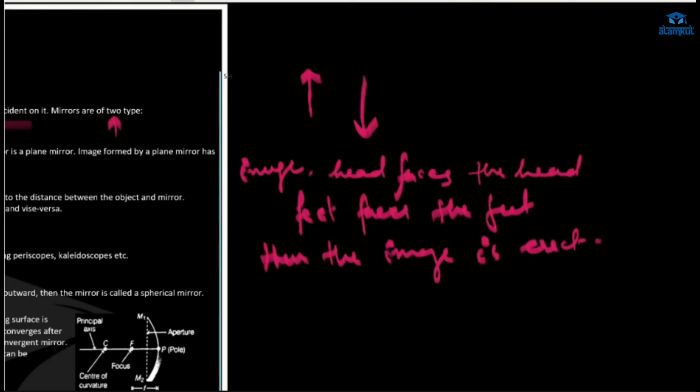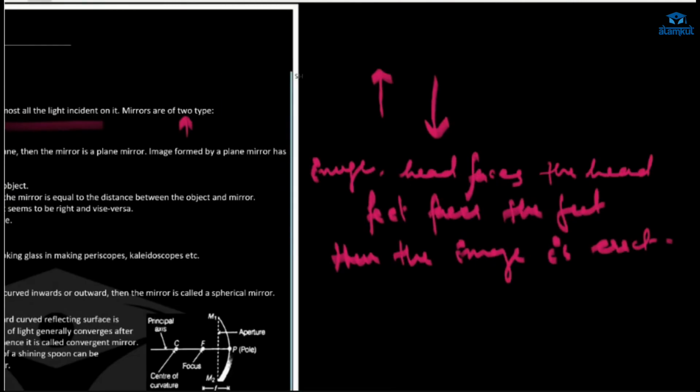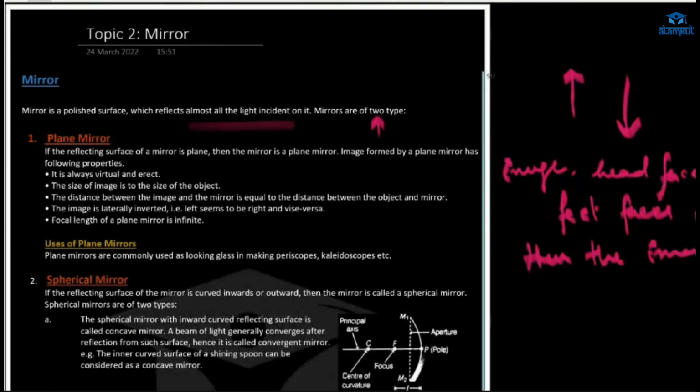And if the image is inverted, then it is real. Means an erect image is always virtual and an inverted image is always real. So a plane mirror always forms your erect image. From whatever distance you see the plane mirror, it always forms your erect image. Your head always faces the head and your toes always face the toe.